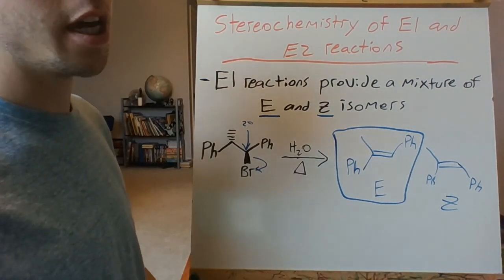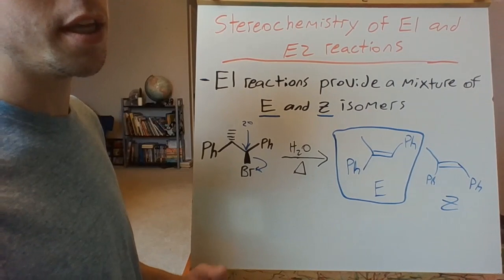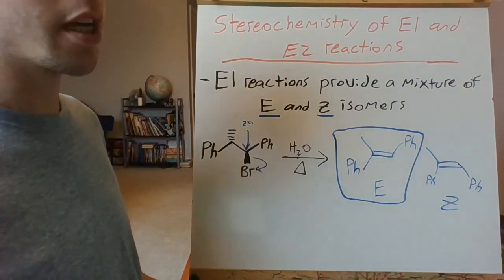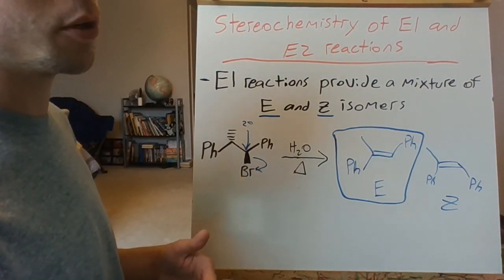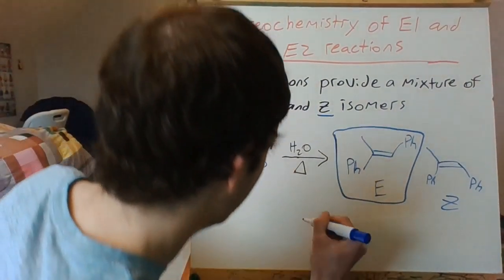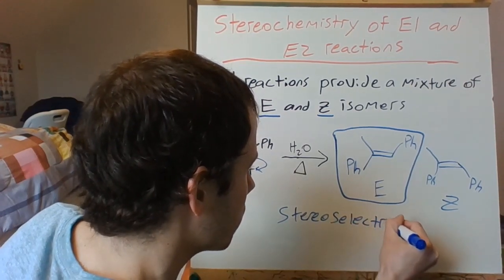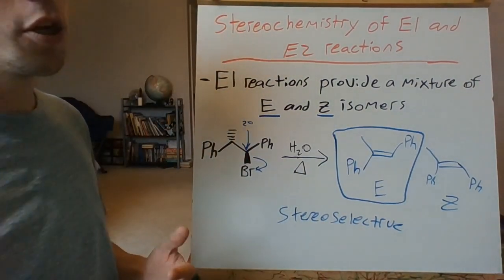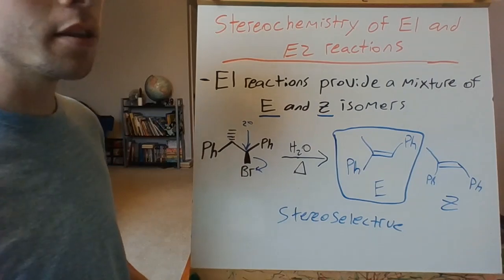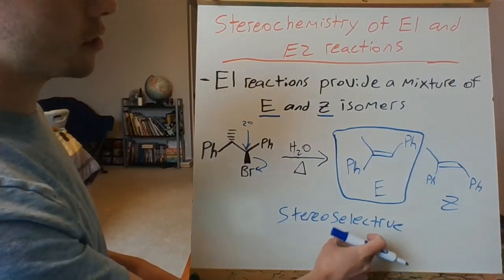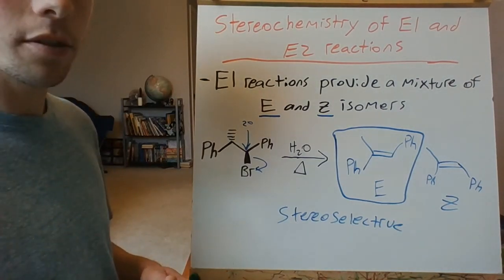And so if you're on an exam and I say draw all possible products, you draw both of these and then circle the major product, which would be the E one shown here. And so just like I mentioned in the SN1, SN2 reactions, is this a stereoselective process or a stereospecific process? It is stereoselective. Why do we call it a stereoselective process? It's because we have the option of making both the E and the Z diastereomers, but we select for one of those over the other due to steric hindrance preferences.